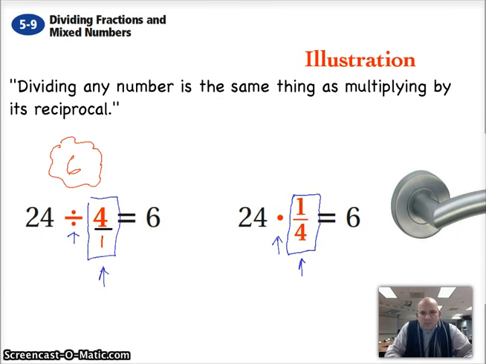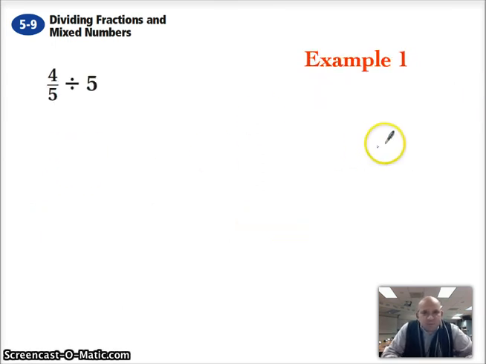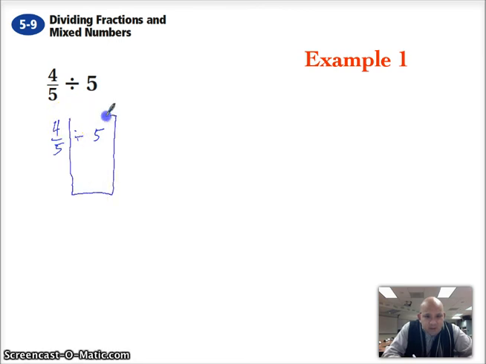All we did was flip and multiply. Let's see it a little more clearly in our first example. Here we have 4/5 divided by 5. I'm going to write down 4/5 divided by 5. And what I'm going to do is I'm going to create this box. And in this box, things get transformed. Anything in this box gets transformed. Anything outside of it remains the same.